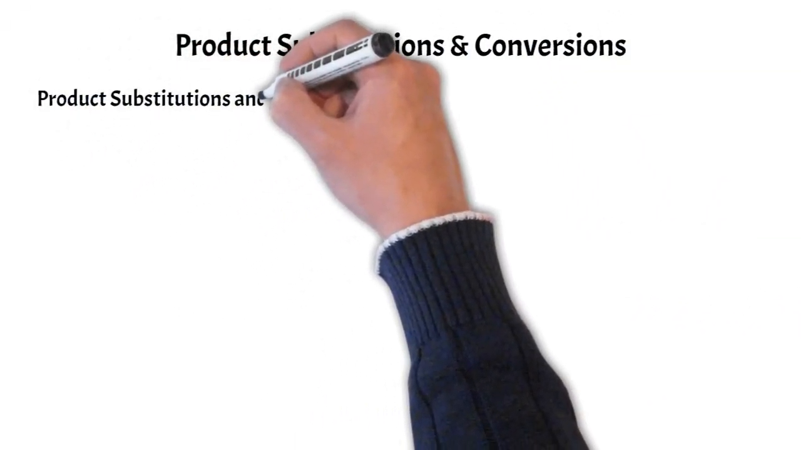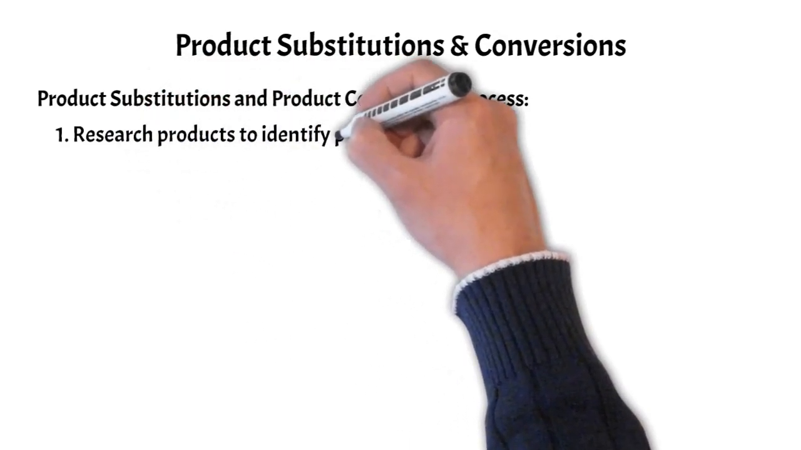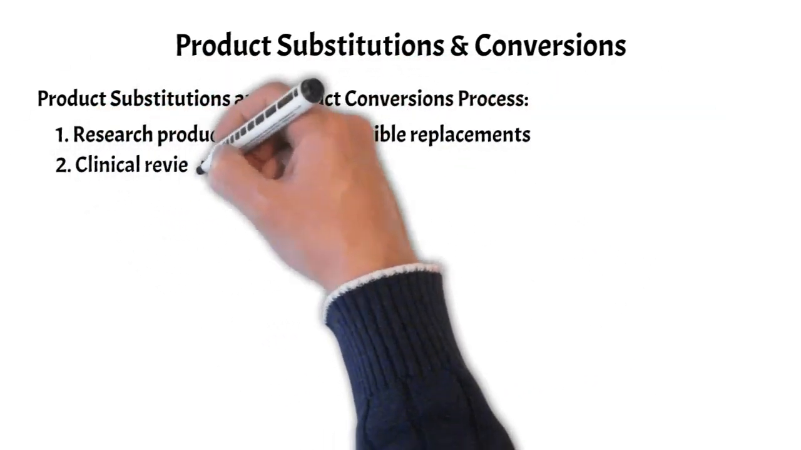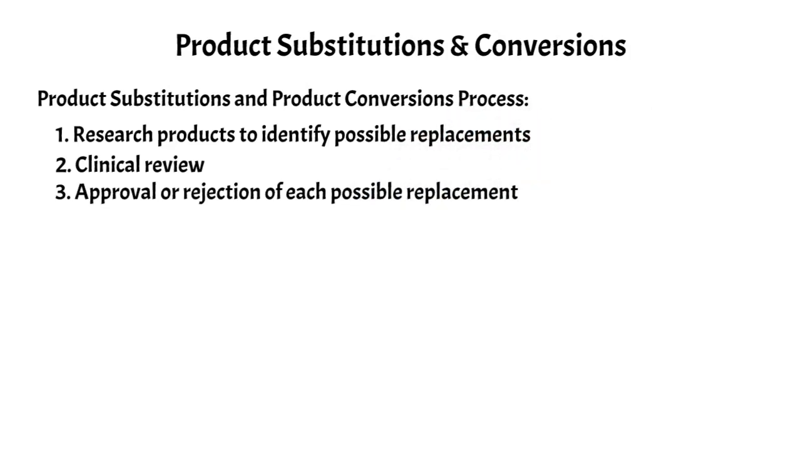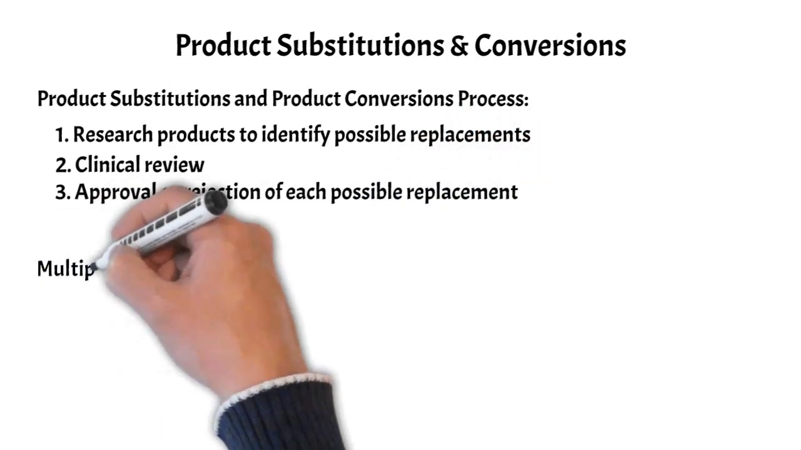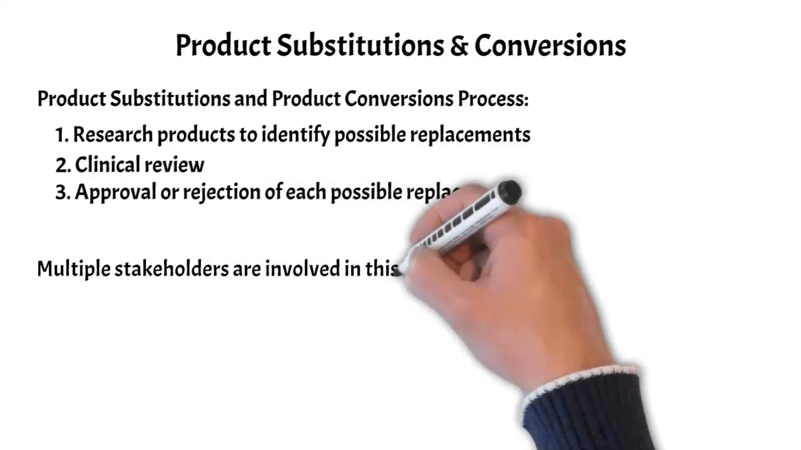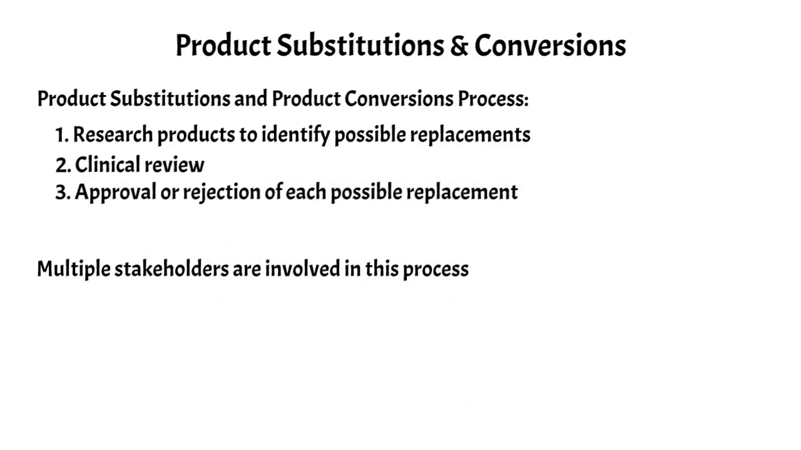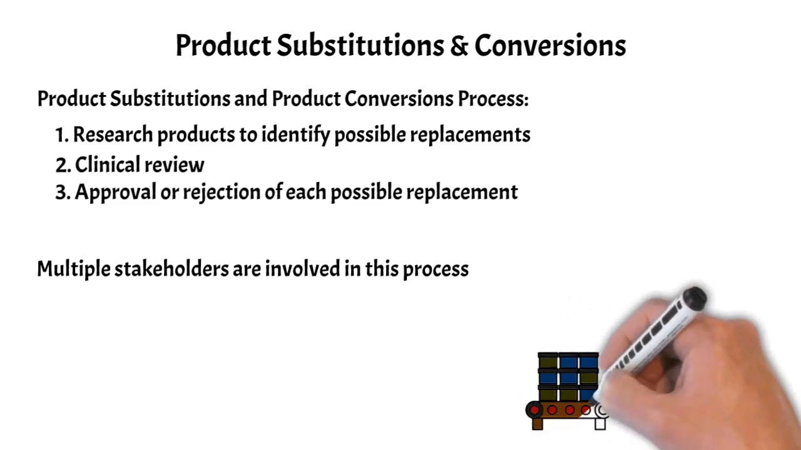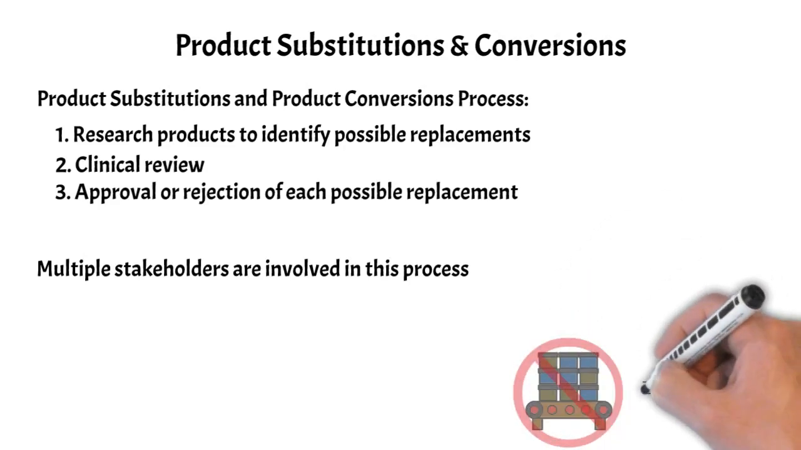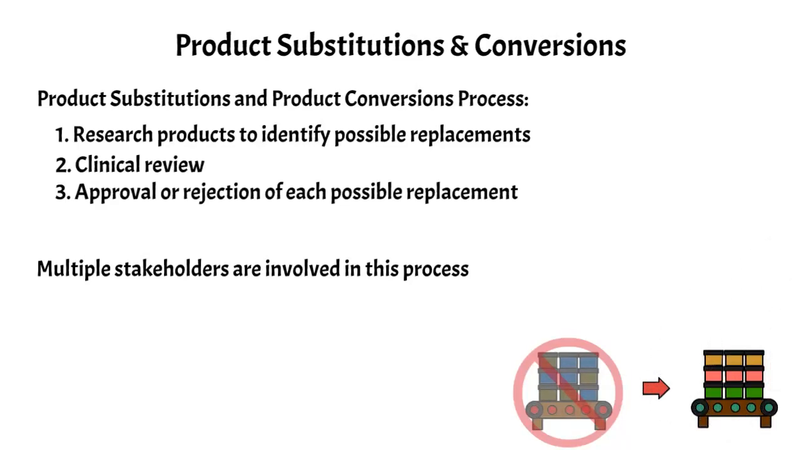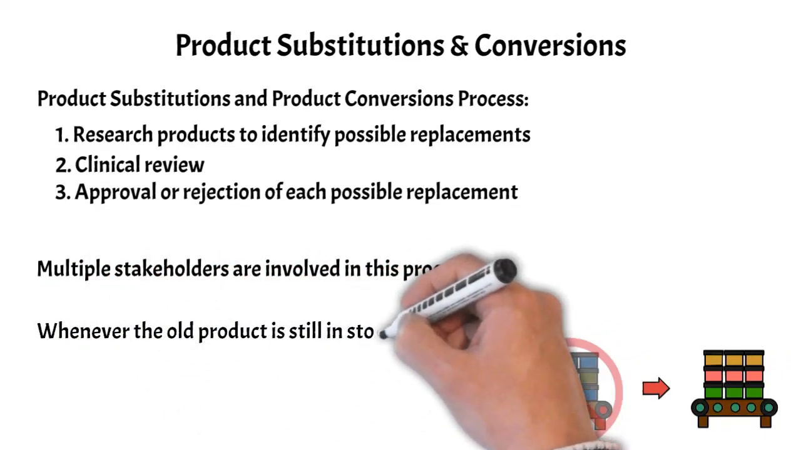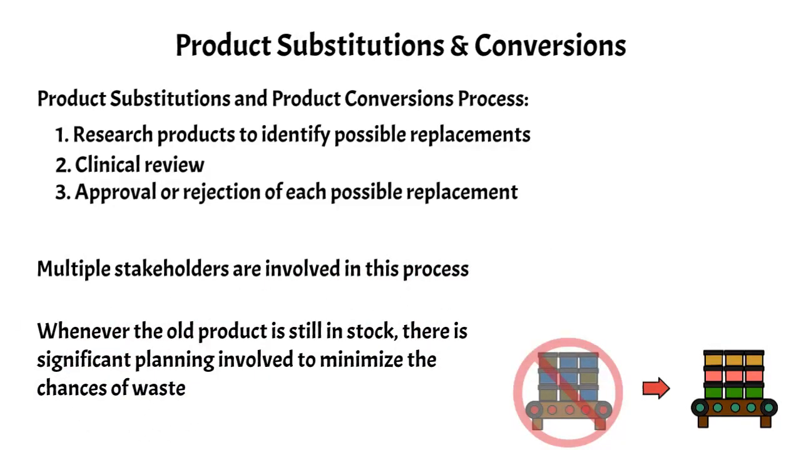Product substitutions and product conversions start with researching products to identify possible replacements. Next, clinical review is required, followed by approval or rejection of each possible replacement. Typically, multiple stakeholders such as value analysis, nursing, contracting, purchasing, inventory, and finance work together to identify, evaluate, and approve each product. Once approved, there is typically a detailed plan developed to ensure adequate clinical in-servicing occurs and that the new products are acquired and stocked in accordance with the specific timeline. It is also worth noting that whenever the old product is still in stock, there is significant planning involved to minimize the chances of waste.